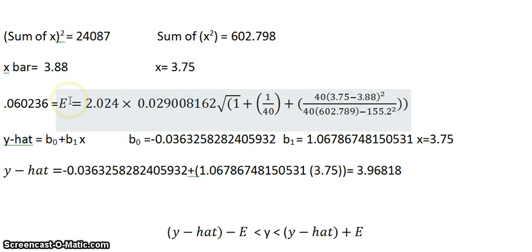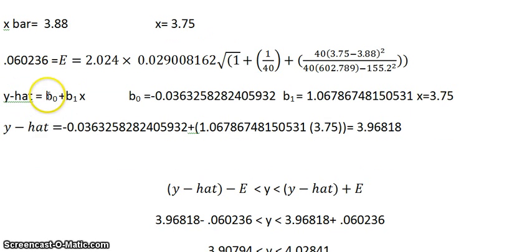Here's my error calculation, done on my calculator but written here in Word. I found that the error was plus or minus 0.060236. To find y hat, I had to find the y-intercept from my ANOVA table once more, and then I had to also find the slope, which was 1.06786748150531, and then multiply that slope by x 3.75, as I've done here, showing how I found y hat.